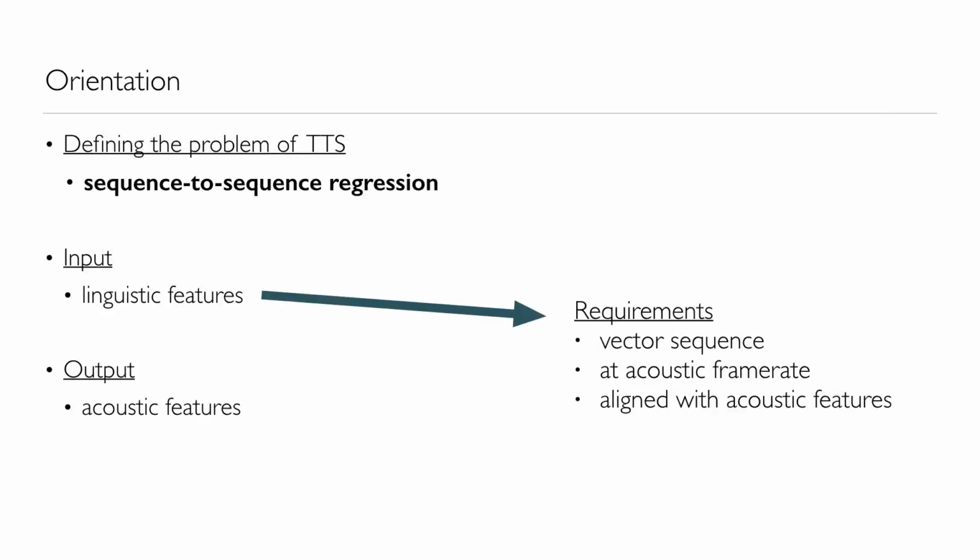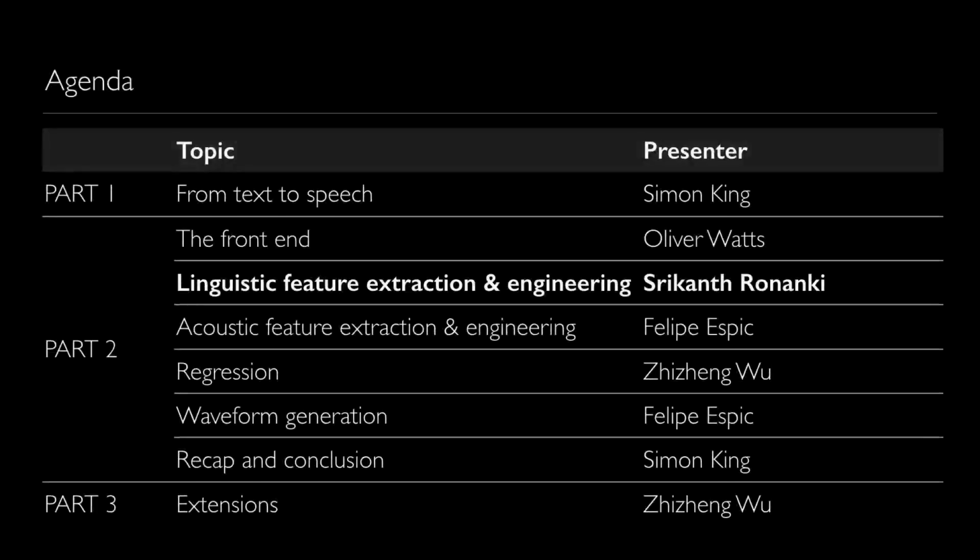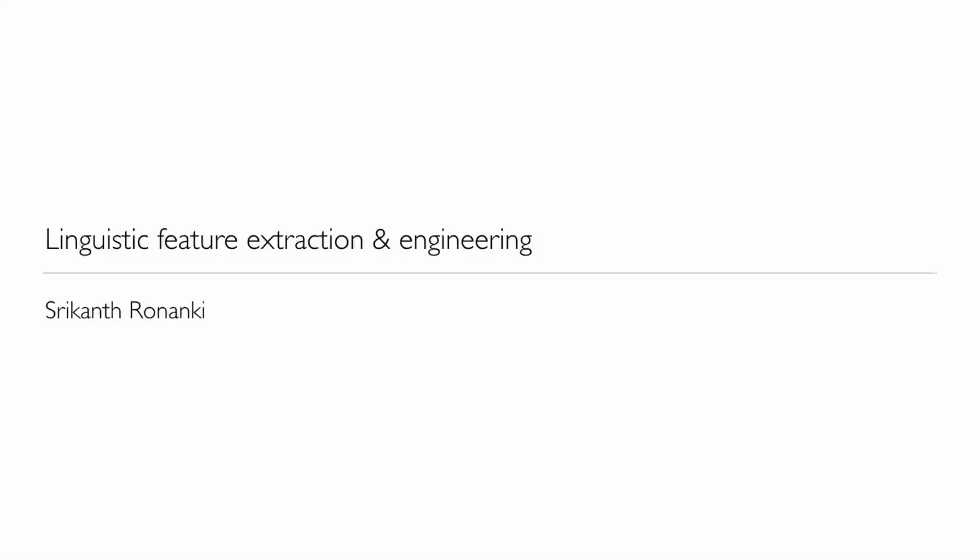So far, Simon has given an overview of the text-to-speech system, and Alva has gone through the front end from the Austrian perspective. Now I'm going to talk about the linguistic feature extraction and engineering. So this section is about the extraction of linguistic features and how we engineer them to get the proper input for the neural network training. Here we are using the conventional approach, a frame-to-frame mapping.